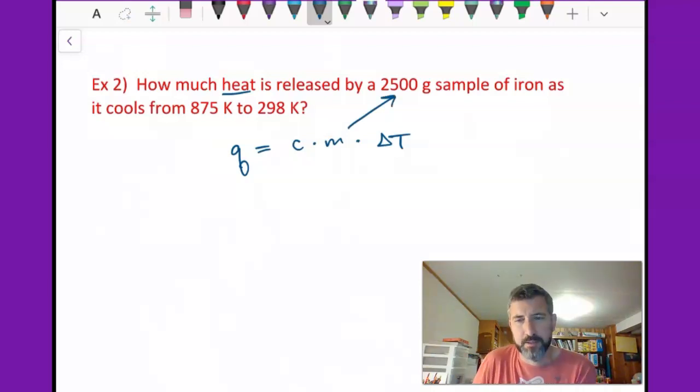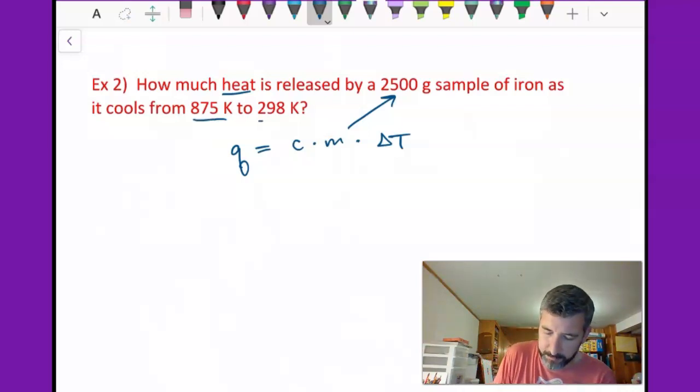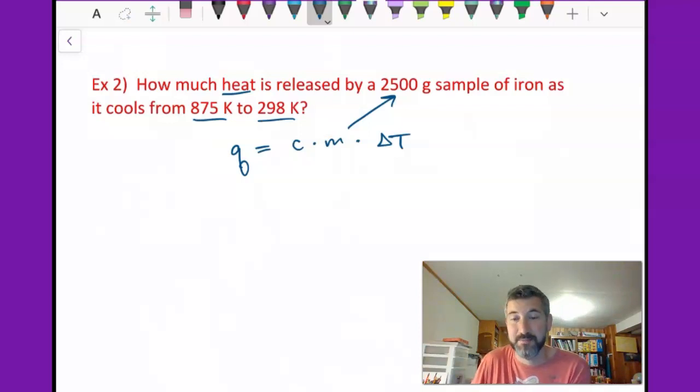What about our delta T? Yeah, the temperature is changing. It's cooling down this time. It's going from 875 kelvins down to 298 kelvins. And again, it doesn't matter that it's kelvins because changing by that many kelvins is the same thing as changing by that many degrees Celsius. So it doesn't matter. We're just going to go ahead and do the subtraction to figure out the delta T.